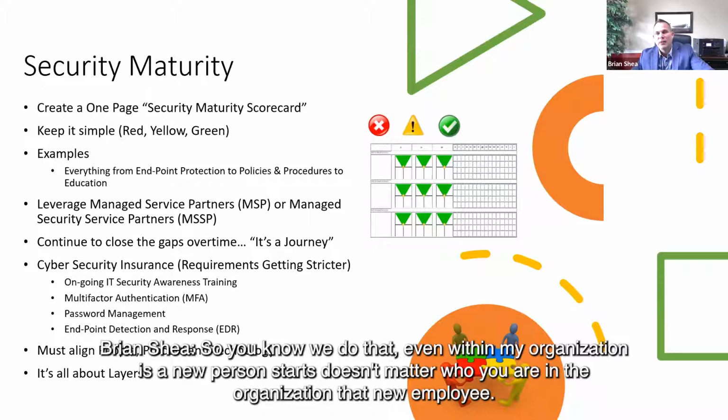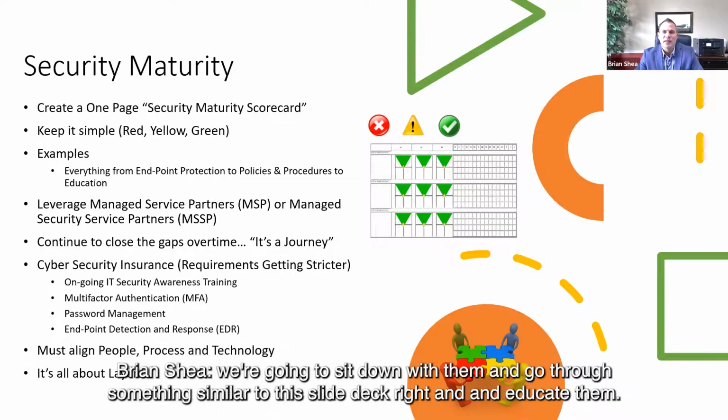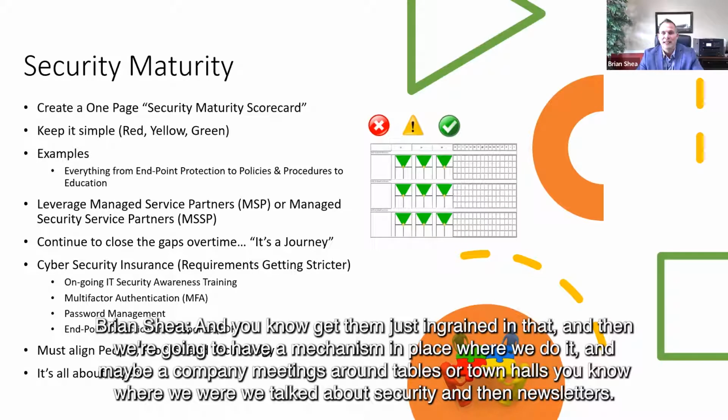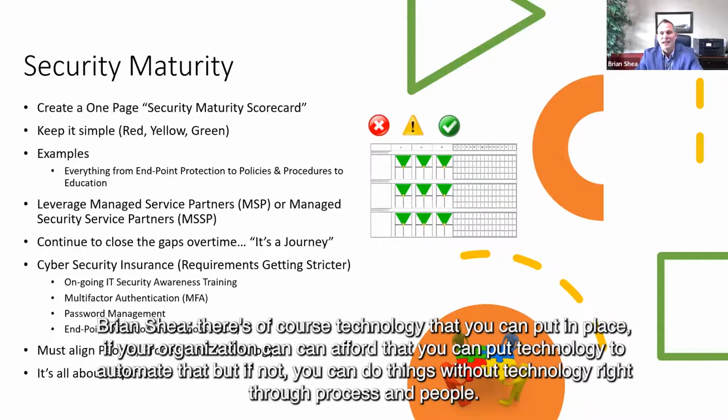We do that even within my organization. When a new person starts, it doesn't matter who you are in the organization, we sit down with that new employee and go through something similar to this slide deck, educate them, and get them ingrained in it. Then we have a mechanism in place at company meetings, roundtables or town halls where we talk about security, and then newsletters. There's of course technology you can put in place to automate that if your organization can afford it. But if not, you can do things without technology, through process and people.